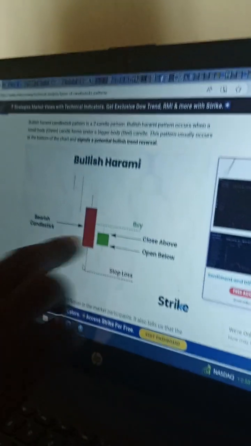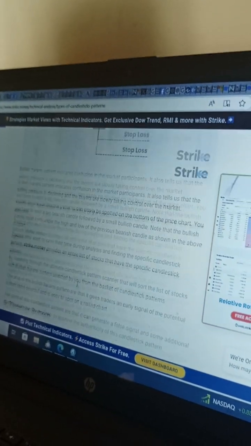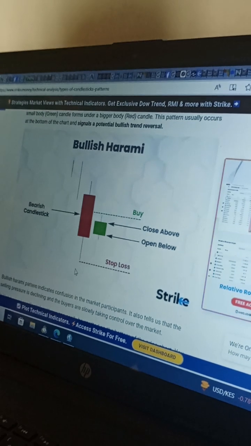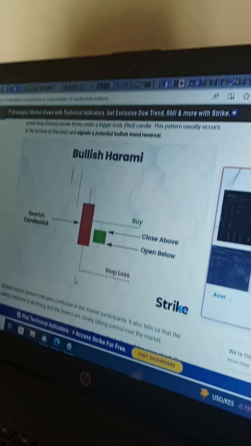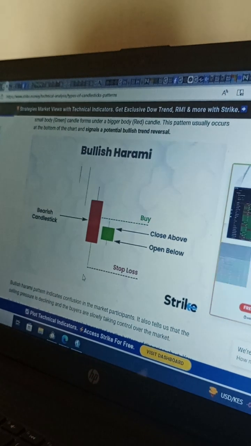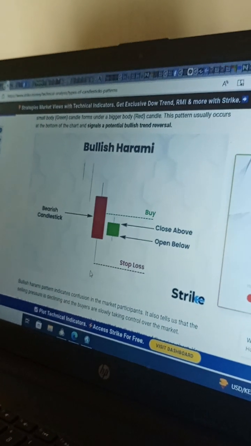Please pause it. You can see this is the bullish candlestick, and this is the bearish candlestick. We've explained the bullish harami. So when this bullish harami appears, that means the market will start going up. It indicates that the reversal is about to occur, and the market is about to go into the bullish trend. That's what it indicates.